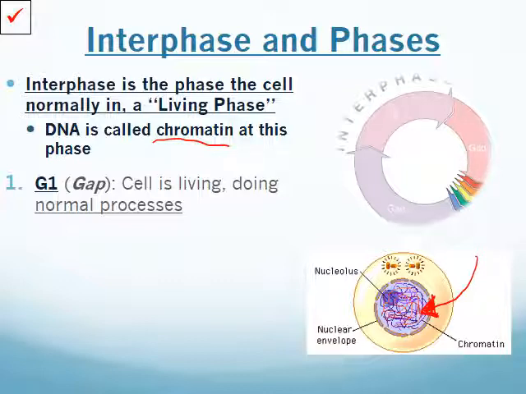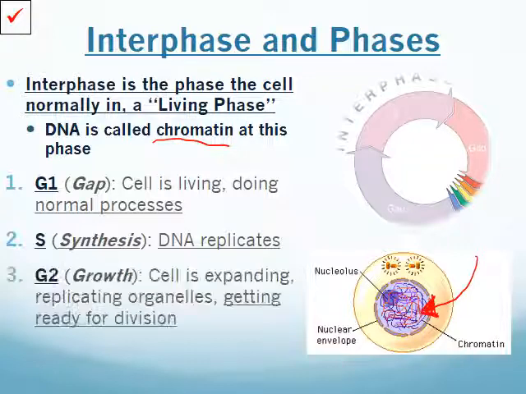So during the G1 phase, or the first gap phase, the cell is just living, doing normal processes. During the S phase, or synthesis phase, the DNA replicates and makes a copy. Finally, in the G2, or the growth stage, the cell is expanding and replicating all of its organelles, getting ready for division. It's important that it goes through the S phase and G2, the synthesis and growth, to make sure that the resulting cell, when the cell splits, has all of the organelles and genetic information that it needs. The last thing you'd want is to make a copy of a cell that's missing something like a mitochondria. That could lead to some very, very large complications later on.